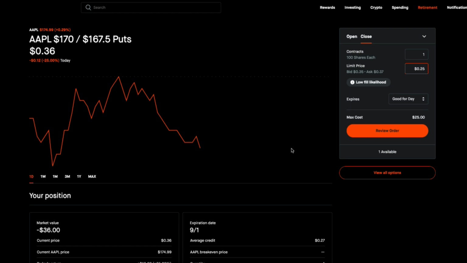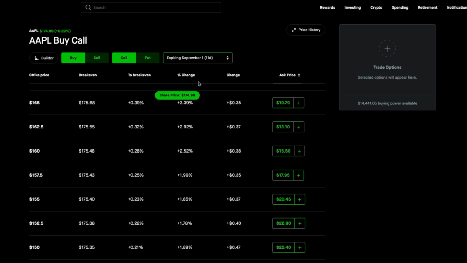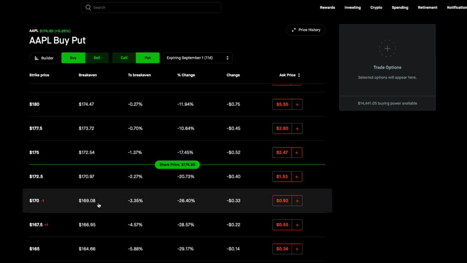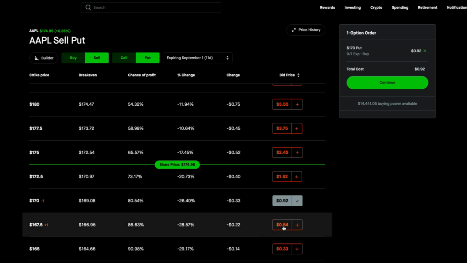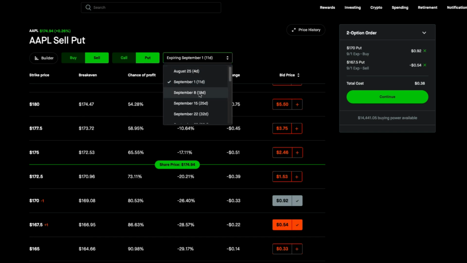Okay, so to roll it out, what you can do is you click on this view all options. Now you go back to the expiry, and then you would actually see those here. So this is the short leg, right? So you sold a put here, so you do a reverse. You buy a put, okay, and then you sell a put. So this is the reverse of that, and you can change the expiry. So instead of September 1st, you go to September 8th.